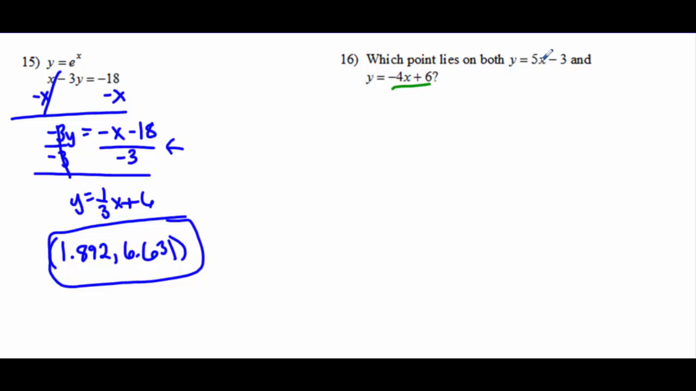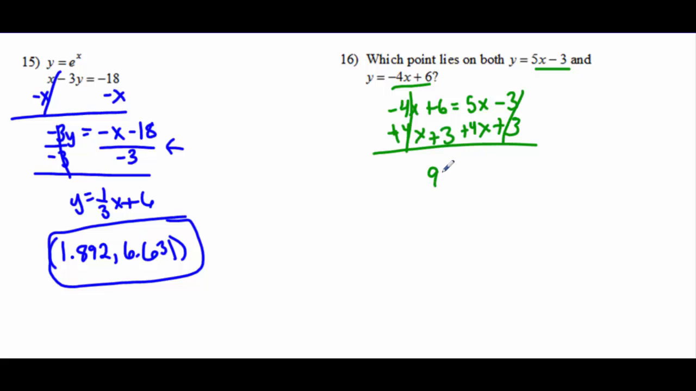Or it's actually really easy to do substitution by saying, well, if these are both equal to y, why can't we just put them together like this? Well, there is no reason not to do that. So if you solve by adding 4x to both sides, well, that's not the one that cancels out. This one is. And then we'll need to add 3 to both sides and get 9 equals 9x, which means x equals 1.